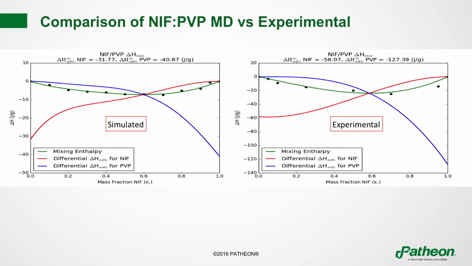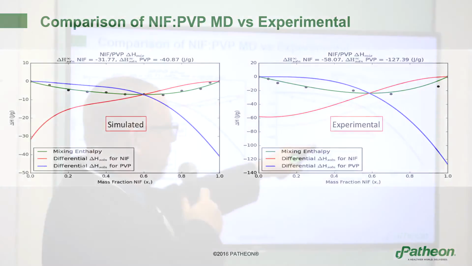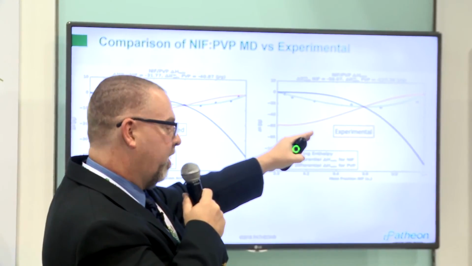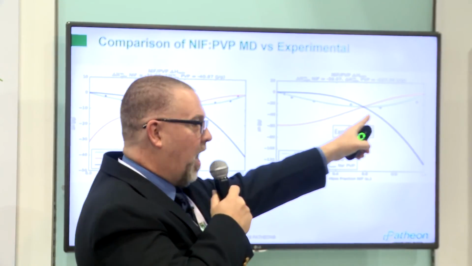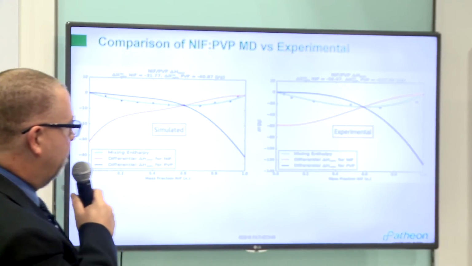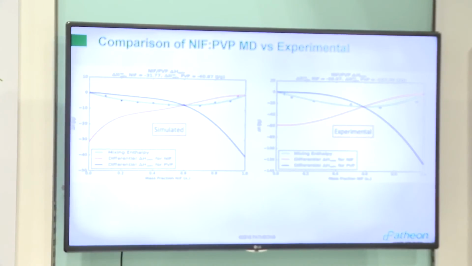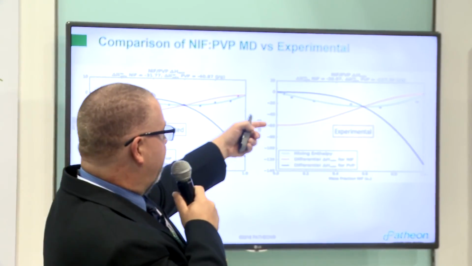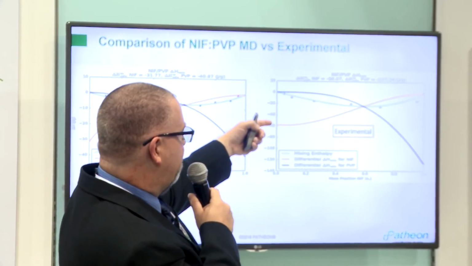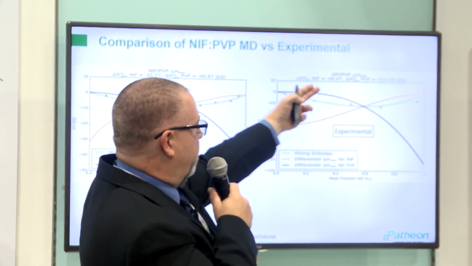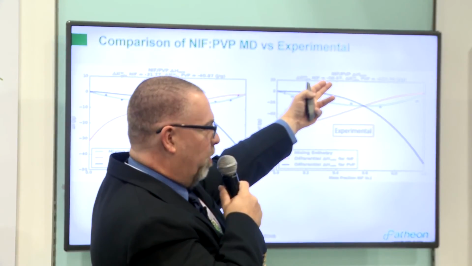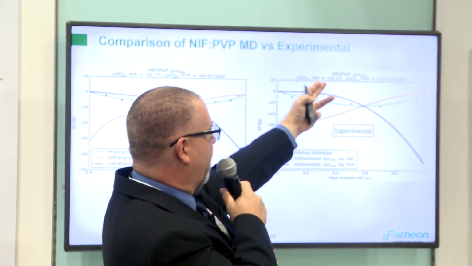On the left is simulated data. This is from molecular dynamics simulations. On the right is experimental data for the same system. So using the heat of fusion and the melting enthalpy with DSC experiments, you see this sort of non-ideal behavior. The red and the blue are just the differential heats, and so what you really care about is the differential heat of solution of nifedipine in pure PVP, which is about 58 kilojoules per mole, or joules per gram.